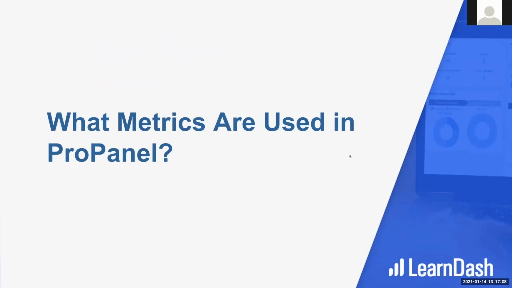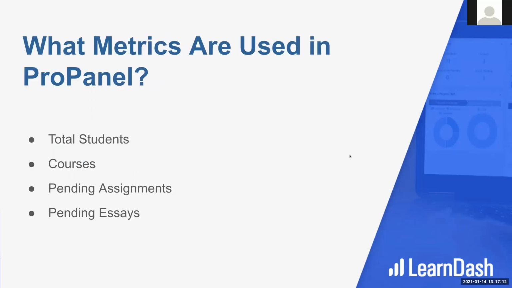So what metrics is ProPanel using? Well, we kind of talked about that already, but you can see student progress, courses, pending assignments, and pending essays. Those all correspond to the widgets, and we'll go over those in a little bit.